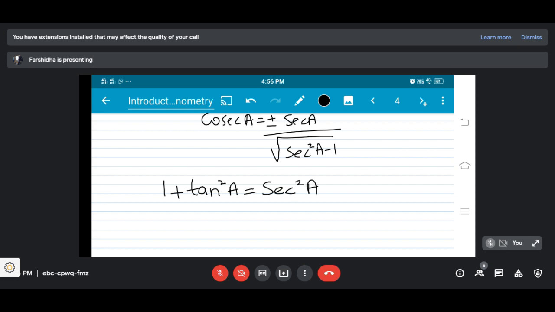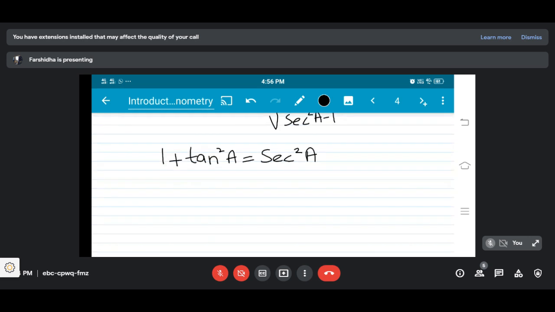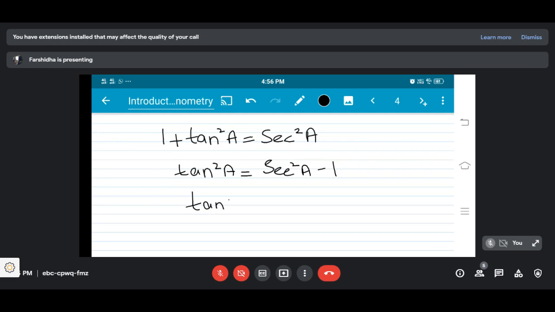From this, I can derive what is tan square A. So tan square A is equal to, I'm taking this 1 to this side. So plus 1 will become minus 1. Sec square A minus 1. So when I remove square from tan, I'll put a root over the other side. So tan A is equal to root of sec square A minus 1. Represented tan in terms of sec.